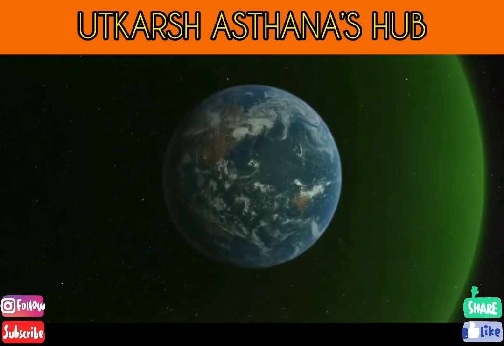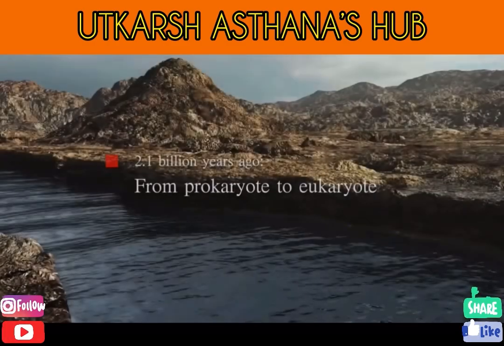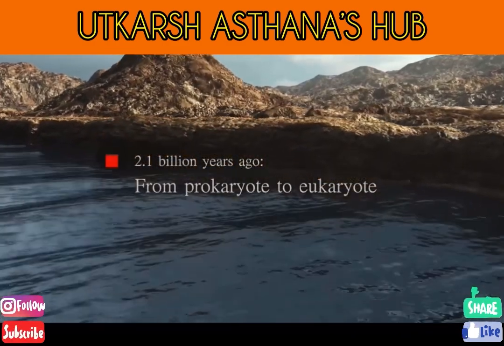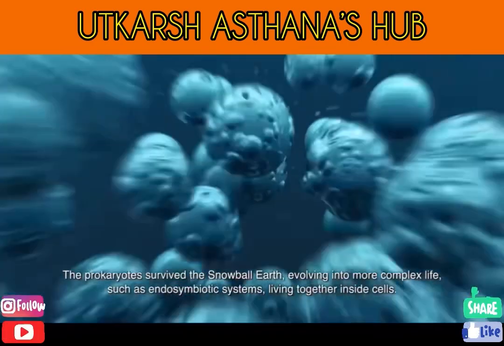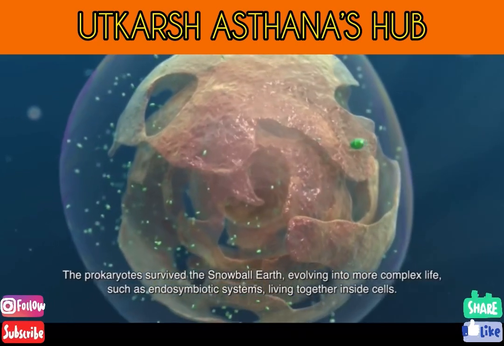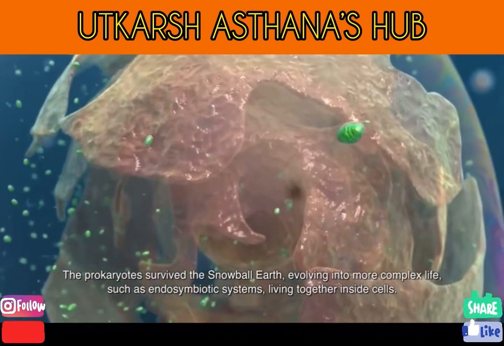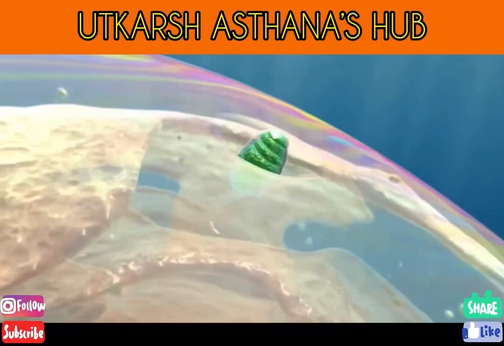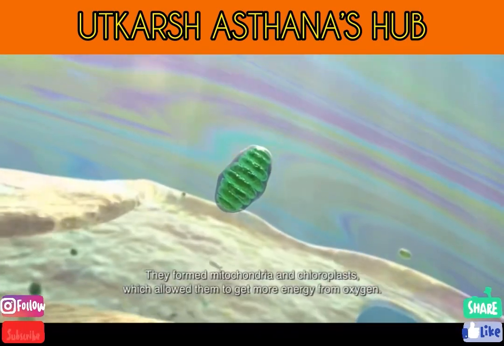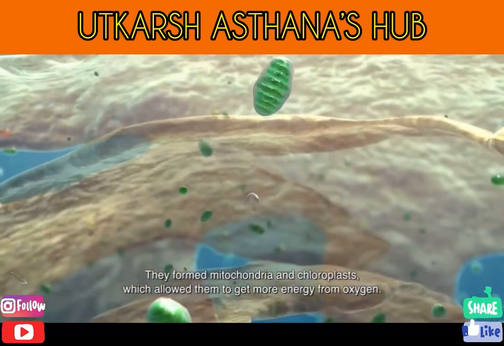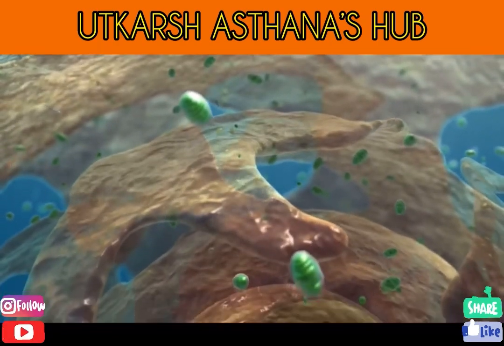As time passed, the cloud layer disintegrated and the blue planet was right there in front of us. A transition from prokaryotes to eukaryotes happened 2.1 billion years ago. The prokaryotes survived the snowball Earth glaciation event, evolving into more complex life such as endosymbiotic systems, living together inside cells. They formed mitochondria and chloroplasts, which allowed them to get more energy from oxygen, or O2.